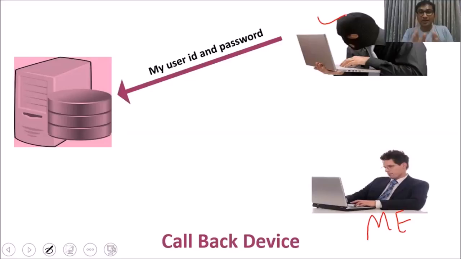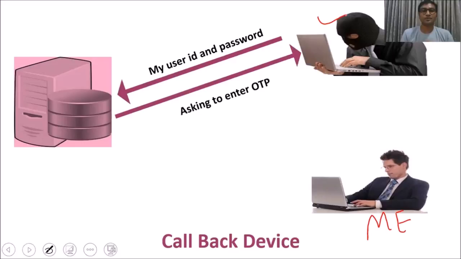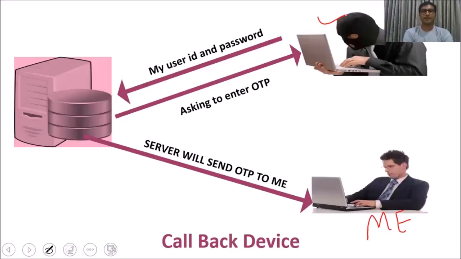But nowadays servers are smart. When the server gets the request to enter the account with user ID and password, the server will ask another question: enter OTP. This is something called callback. The server sends another request to enter the OTP, and only then will you get access. As the OTP will come to my registered device, the hacker won't be able to log in to my account because he doesn't have the OTP.